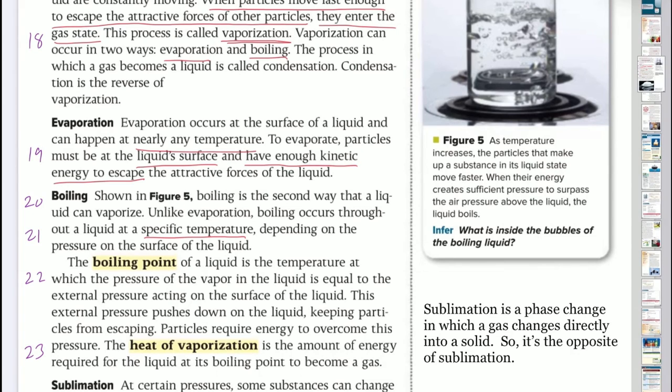So the boiling point of a liquid is the temperature at which the pressure of the vapor in the liquid is equal to the external pressure acting on the surface of the liquid. This external pressure pushes down on the liquid, keeping particles from escaping. Particles require energy to overcome this pressure. The heat of vaporization is the amount of energy required for the liquid at its boiling point to become a gas.